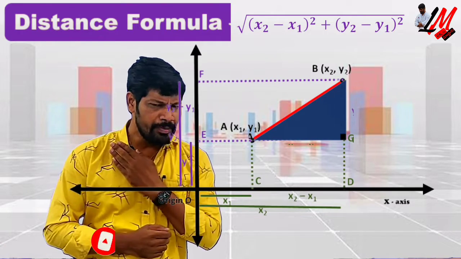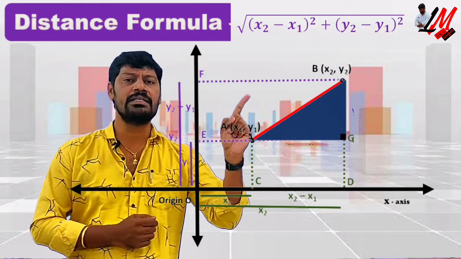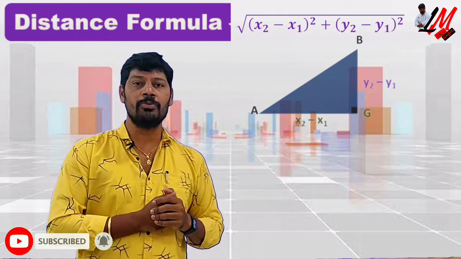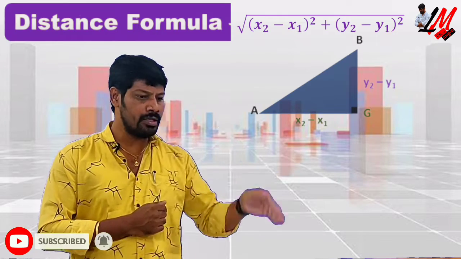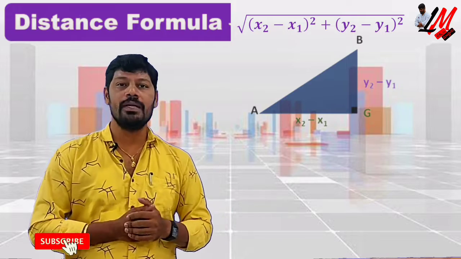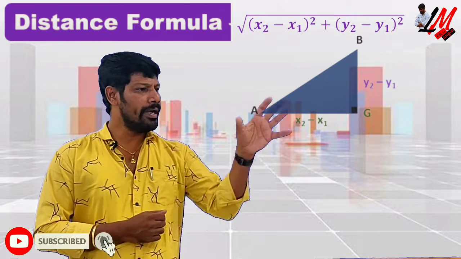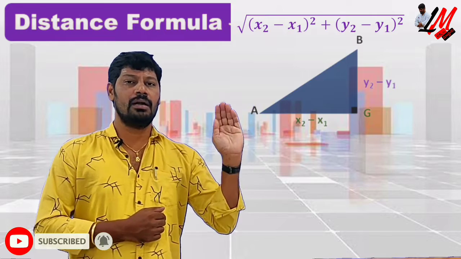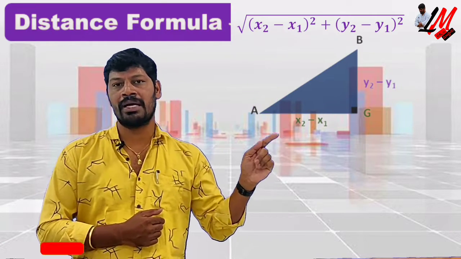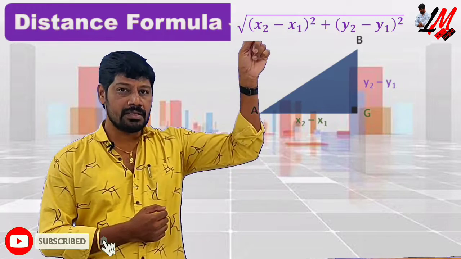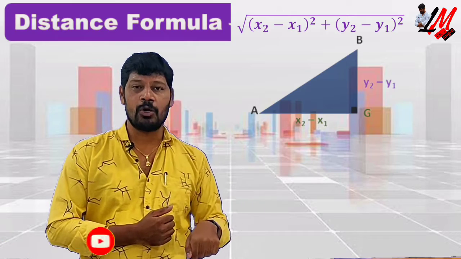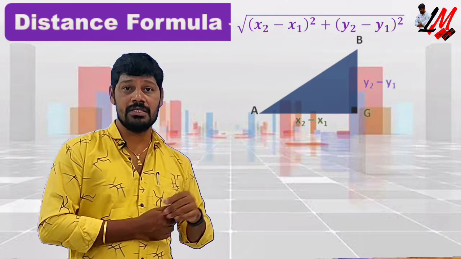Now, let me erase everything. Let us take only that. And another important thing we have to notice is angle G is going to be 90 degrees here. Why? Because all these are perpendiculars and we know that x and y axes are mutually perpendicular. So now, let me take only that triangle, AGB, where AG length is x2 minus x1, BG length is y2 minus y1, where AB, whatever the required thing is, is considered as the hypotenuse in this particular right triangle.